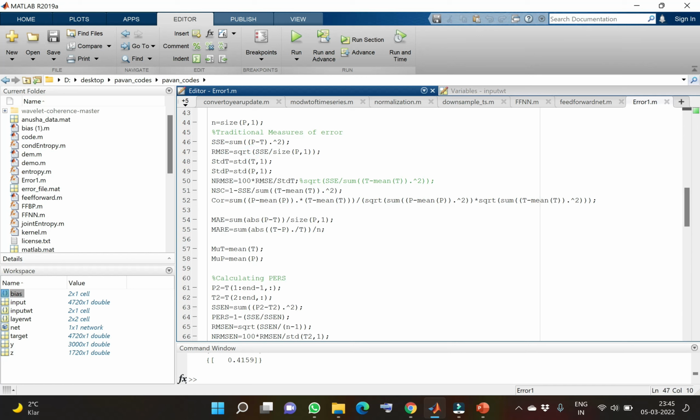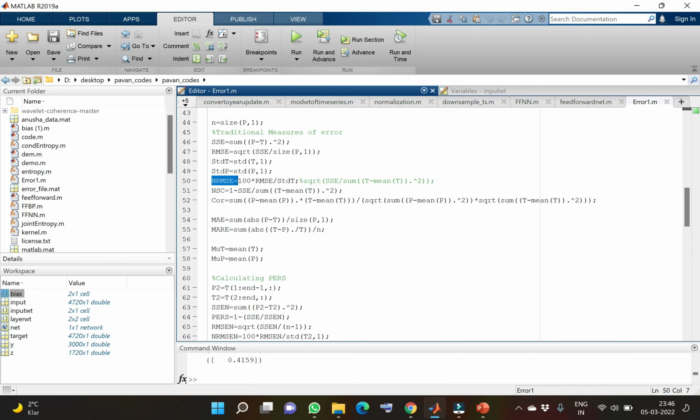RMSE has quite a few formulas. In this code they have used the sum of square of errors divided by the length of the data, then the square root. Similarly, there is a direct function for standard deviation in Matlab, so they used STD for both observed data and predicted data. Normalized RMSE is like just normalizing the value based upon the standard deviation, or you can again do it based upon several other formulae, but this is what they used in this code.